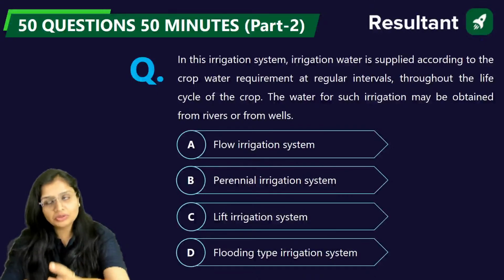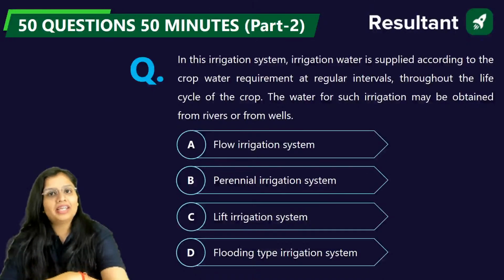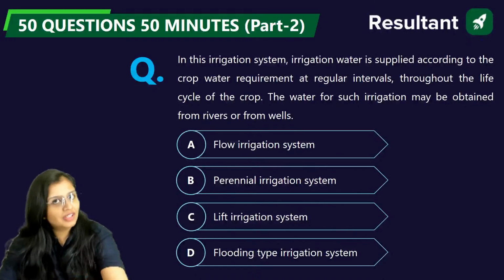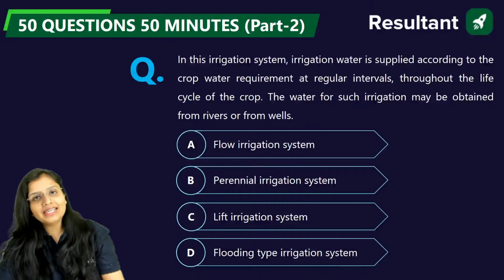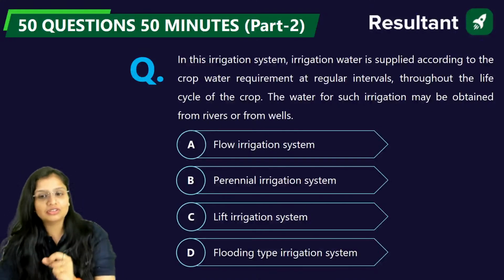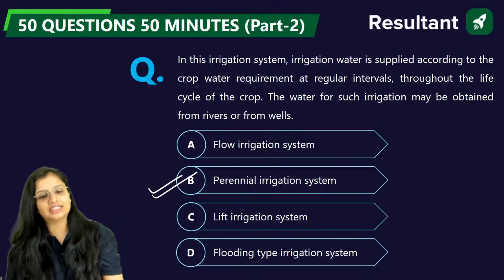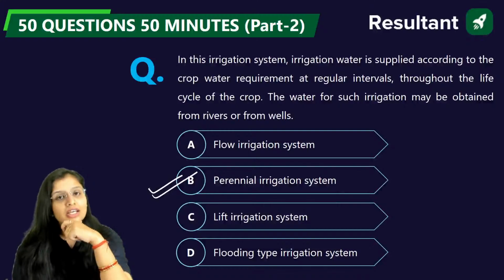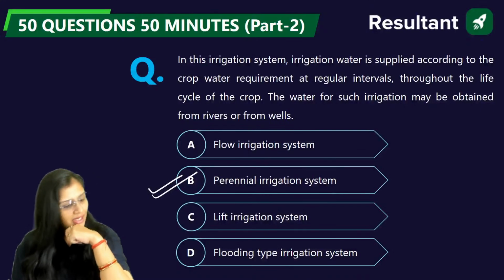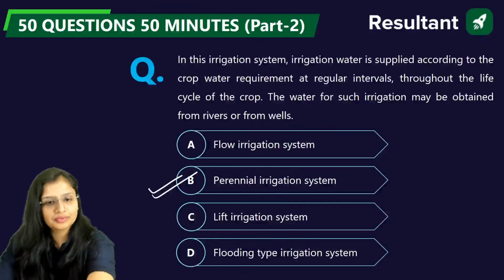Either from the rivers you are constructing a dam or storing the water, or you are making a weir or barrage, or you are just diverting the flow of water. So in any case, whether you are constructing a storage headworks or a diversion headworks, the irrigation which we use is perennial irrigation system. Clear? Now, next question. This was question number 4.